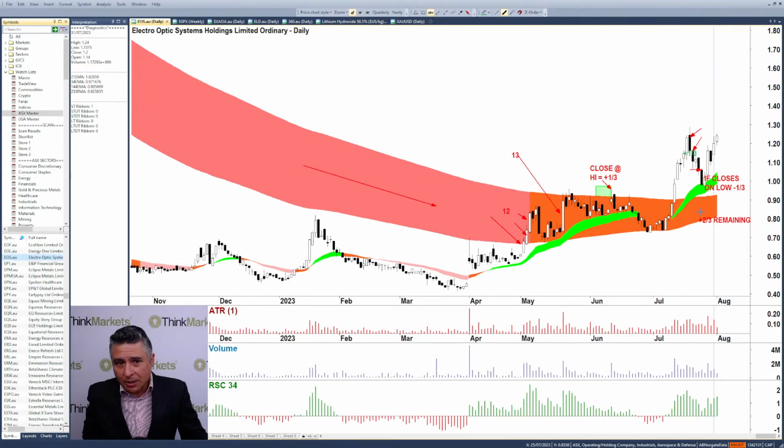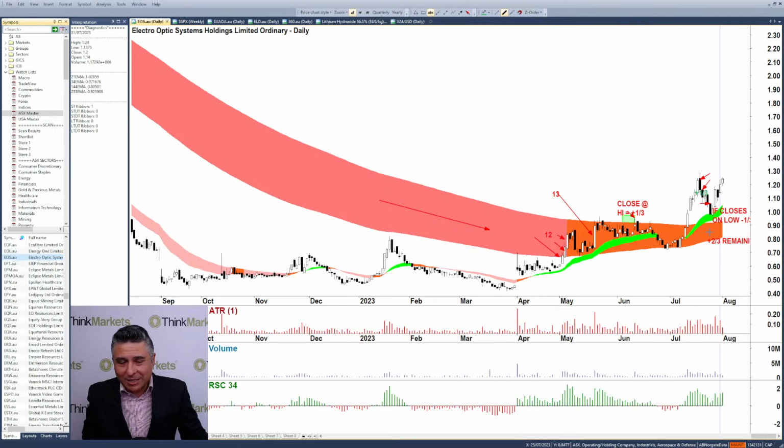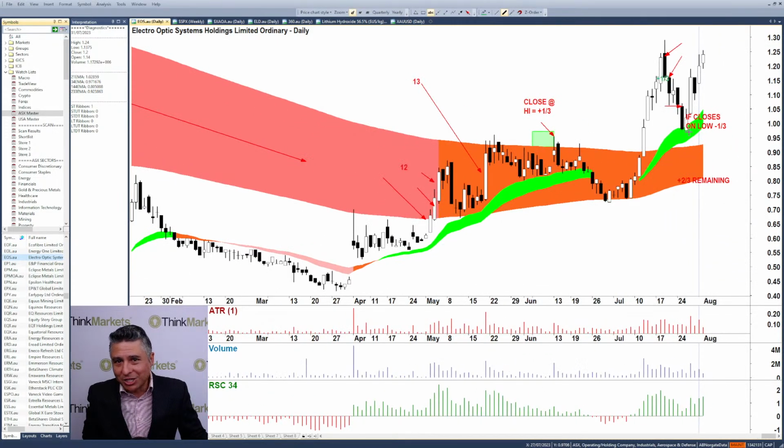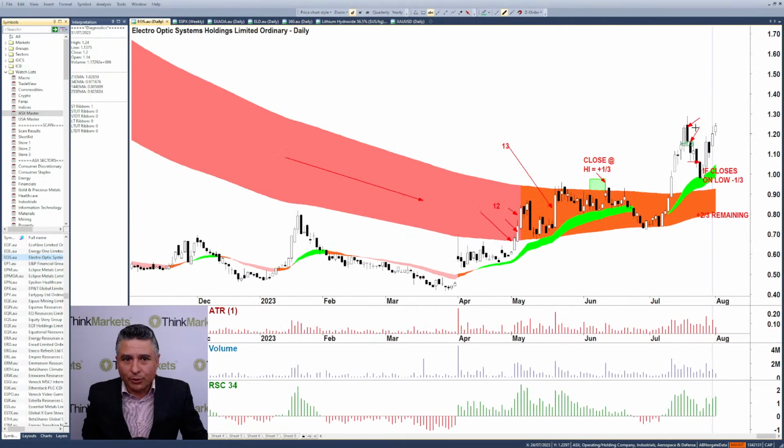This one makes me happy because it's one of those turnaround plays, which always makes you nervous. But the fact it's held that short-term uptrend, look at that. It's just magic, isn't it? Sometimes it was all very good. I'd go high close today. High close today, plus 1/3 on that one.